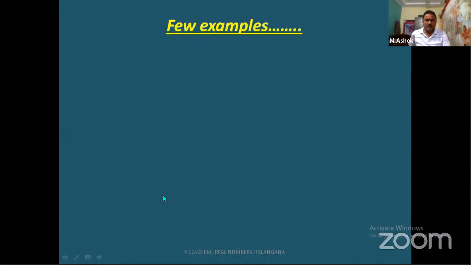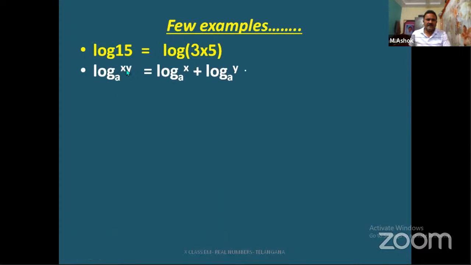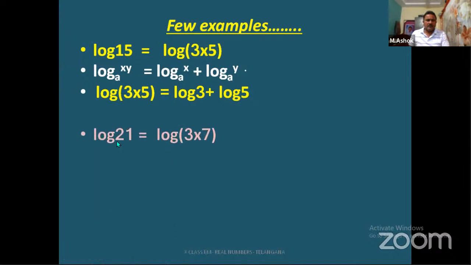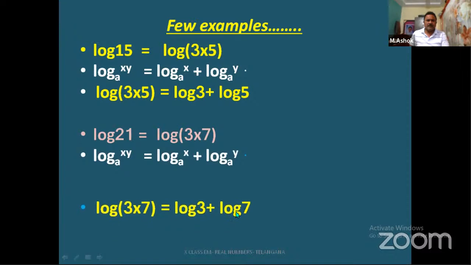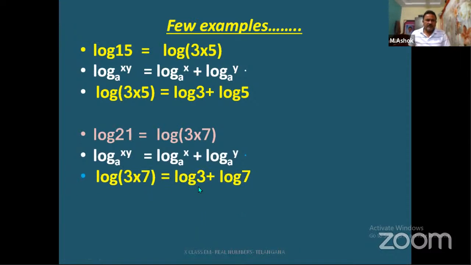Basing on this, we will do one or two examples. Look here, log 15. I am writing 15 as 3 into 5. Basing on this formula, log xy base a is equal to log x base a plus log y base a. So log 15 is equal to log 3 plus log 5. Now look at one more. Log 21 can be written as log 3 into 7. Basing on this formula, what can we write? Log 3 plus log 7. In this way, you can expand basing on this product rule.